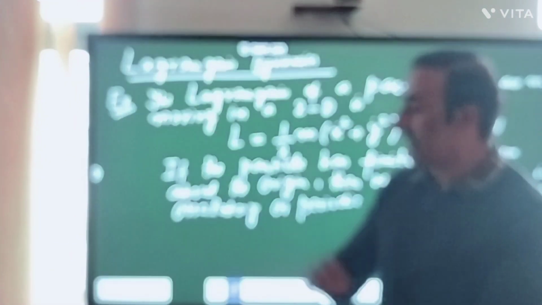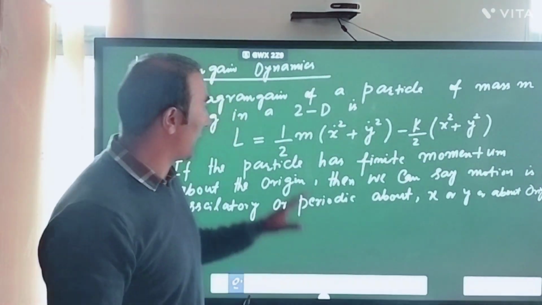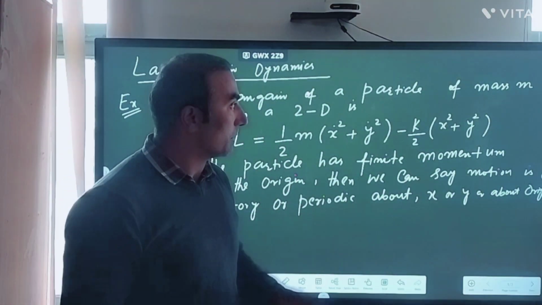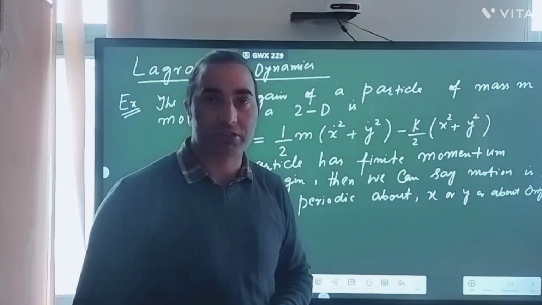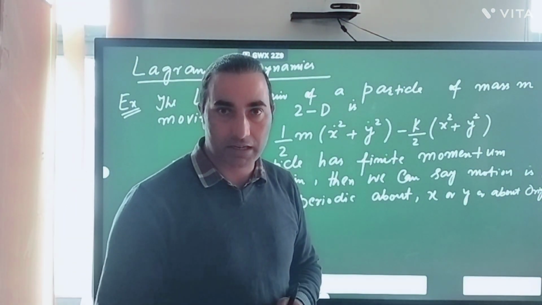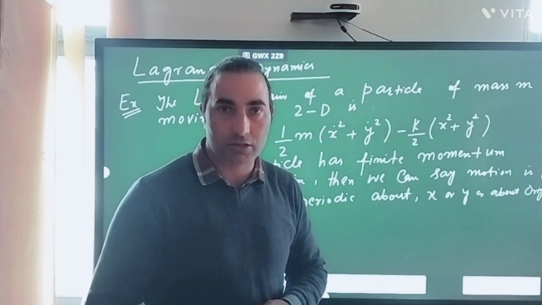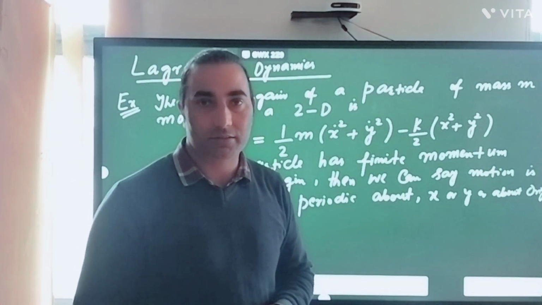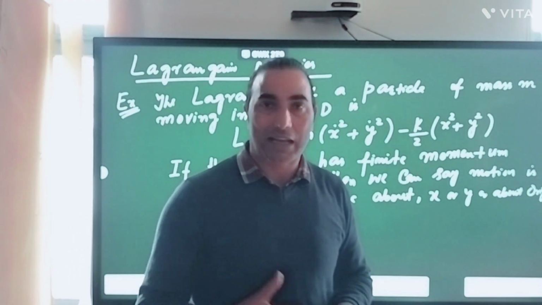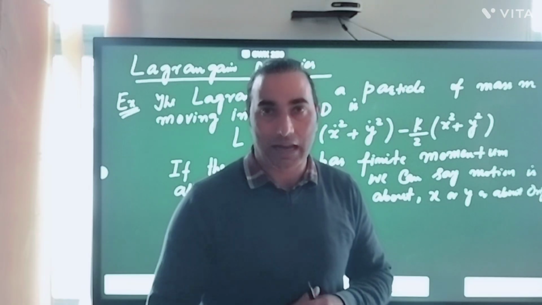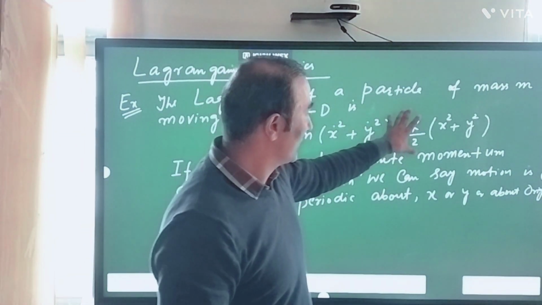So first example जो मैंने यहाँ पे ली है, as per the example, the Lagrangian of a particle having mass m that's moving in some two-dimensional plane is given by 1 by 2 m (x dot square plus y dot square) minus the potential term, k by 2 (x square plus y square). Because we know Lagrangian हम कैसे define करते हैं, that is kinetic minus potential. So this is our kinetic energy, and this is our potential energy.